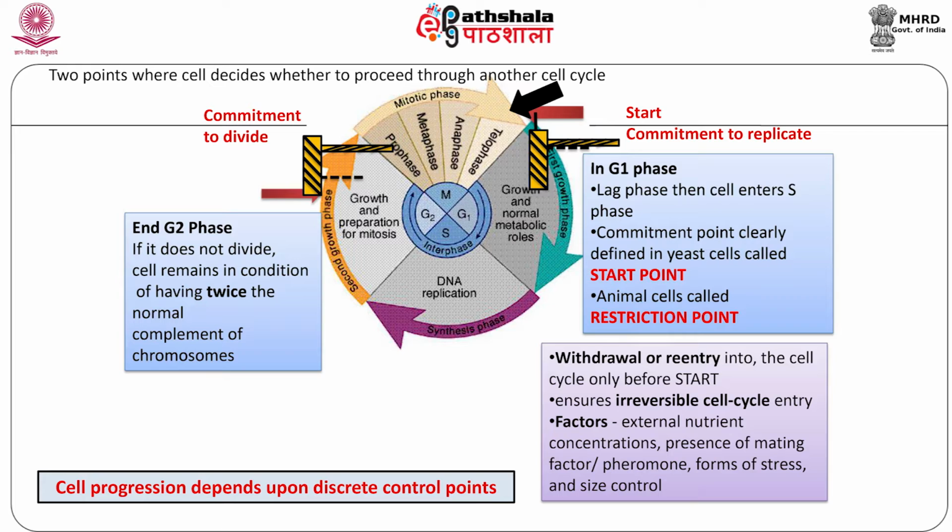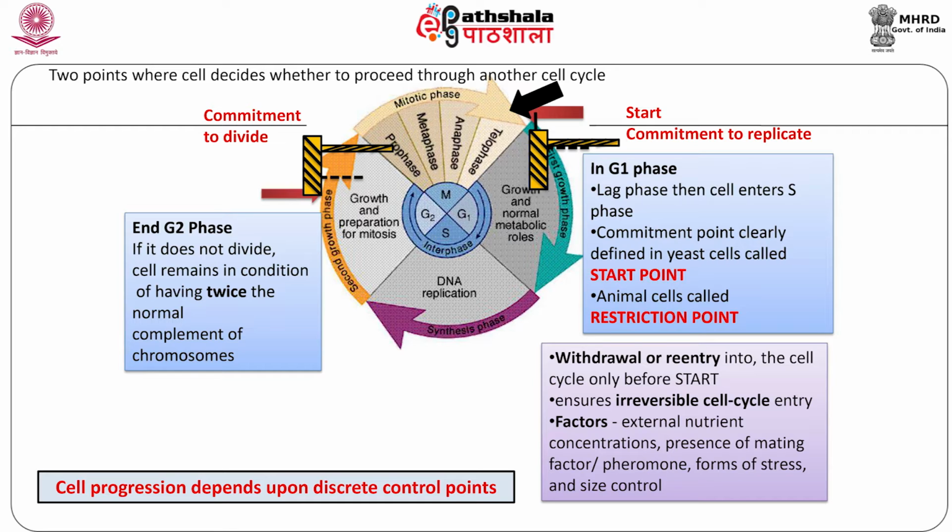Certain cells can be stimulated to leave G0 and re-enter the cell cycle. Withdrawal or re-entry into the cell cycle can occur only before the restriction point in G1. The start checkpoint ensures irreversible cell cycle re-entry even if conditions later become unfavorable. The physiological factors that control passage through the start checkpoint include external nutrient concentration, presence of mating factors, pheromones, forms of stress, and size control.